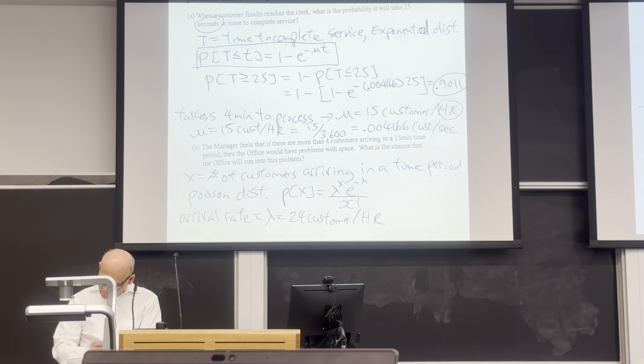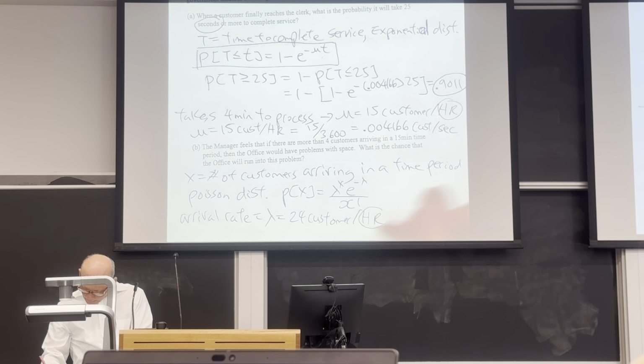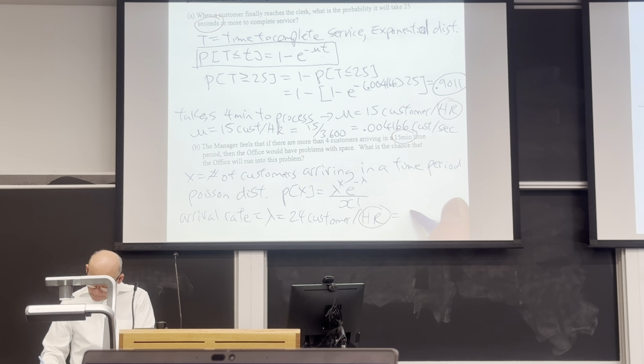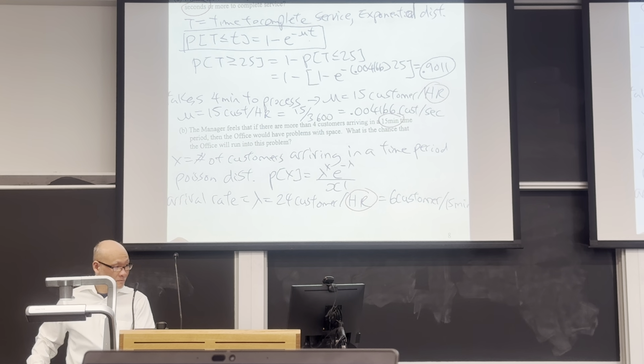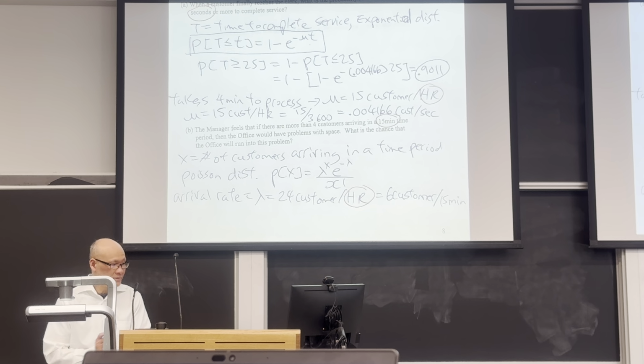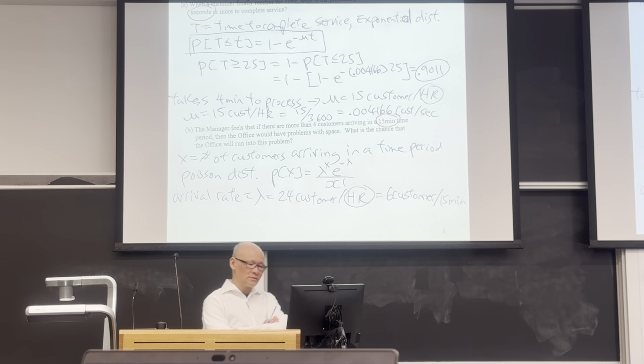And again, we have a bit of an issue with time unit here. We got hour here, and we got minute over here. So either we convert the minute to hour or the rate into minutes. I'm going to convert this into minutes. So 24 per hour equates to 6 customers per 15-minute time interval.